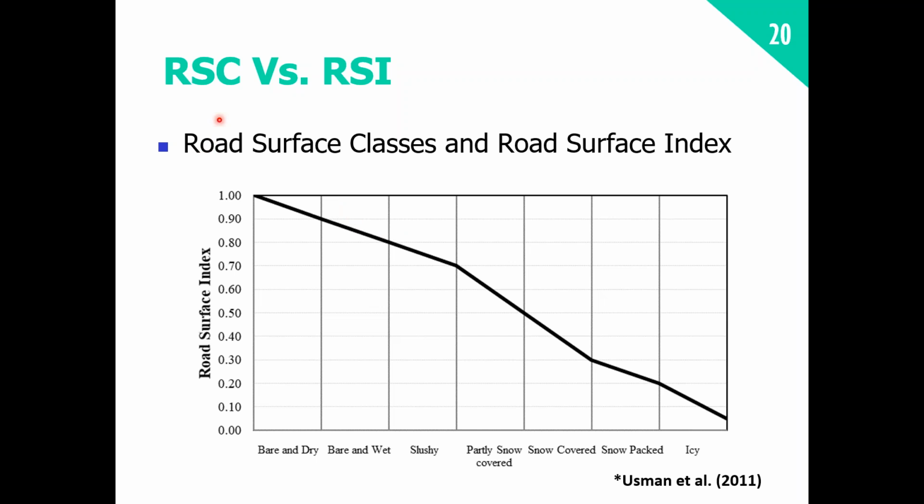As I already showed you, this basically represents the RSI developed by Usman back in 2011. So it has a linear relationship. The surface index changes with respect to different categories of weather, and he actually used a large data set to establish this empirical relationship. There's a linear relationship with different classes. Bare and dry would represent 1, whereas icy would represent 0.1 or even less. So this is the indicator that we can use to see the impact that the surface condition, which is affected by winter weather as well as winter road maintenance operations or services, has on road safety.